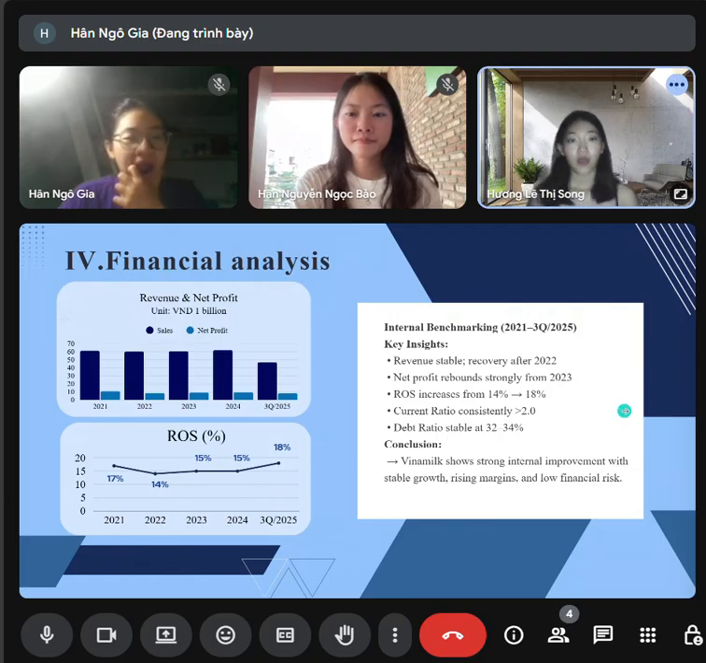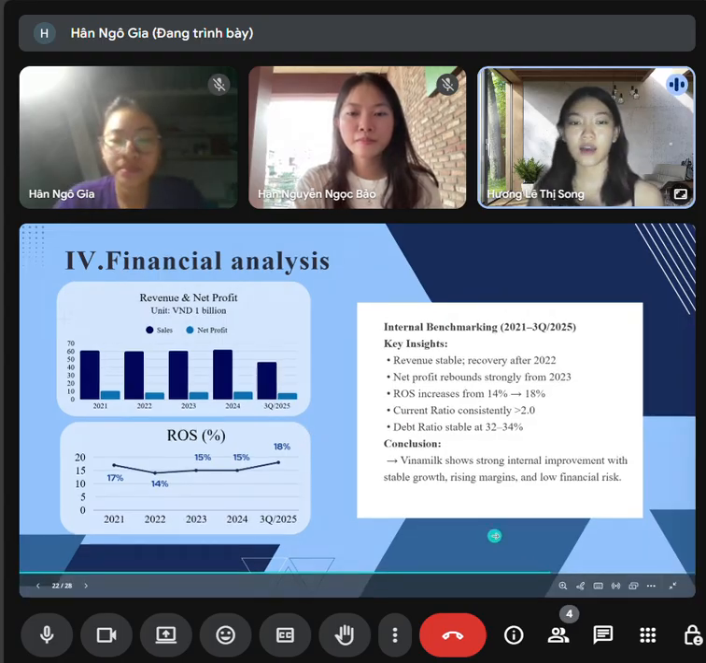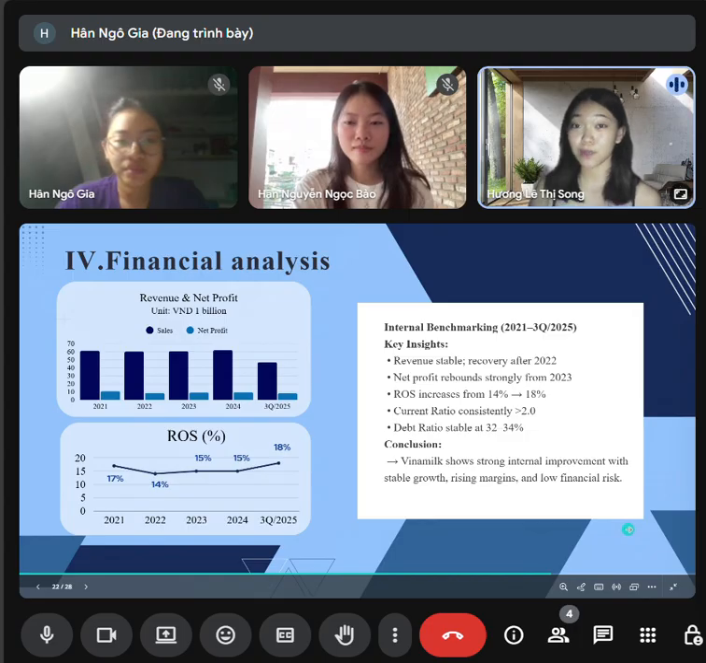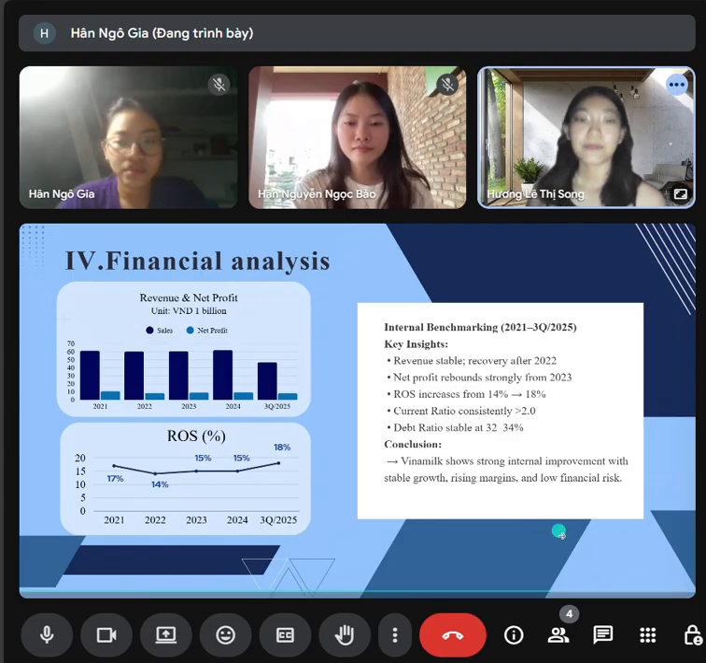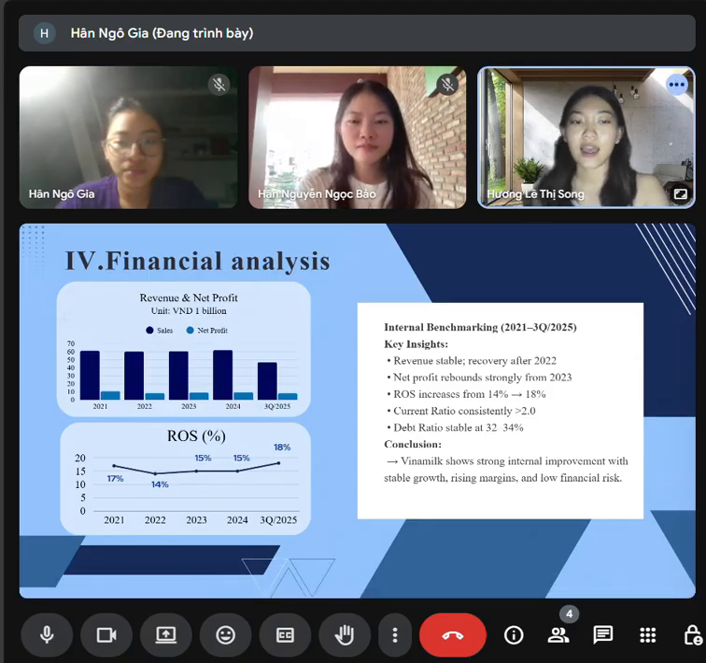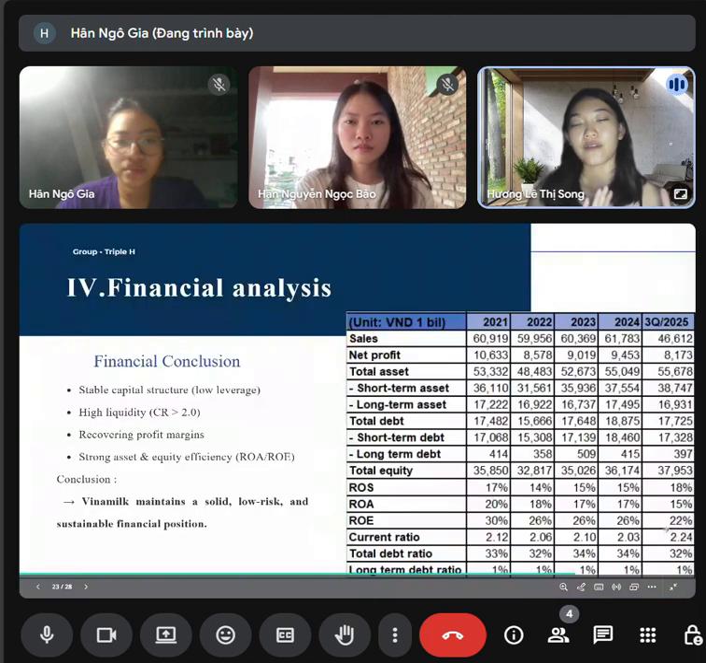When comparing internally over the years, we can see Vinamilk has improved quite clearly. Revenue has grown from 2022, profits increased again from 2023, and ROS increased from 14 to 18%. The current ratio is above 2.2 and the debt ratio is stably low, which shows that the business maintains an improving trend in terms of efficiency and financial safety. On the next slide, I'll talk about the financial conclusion.